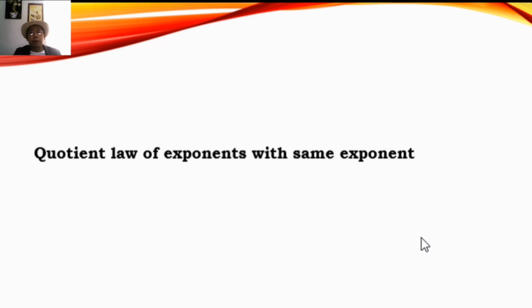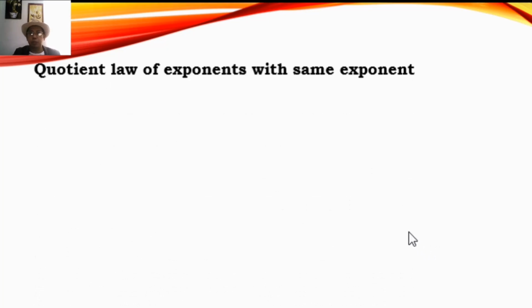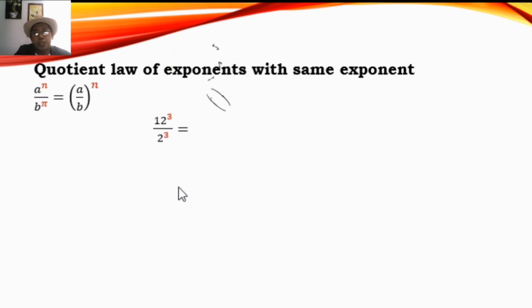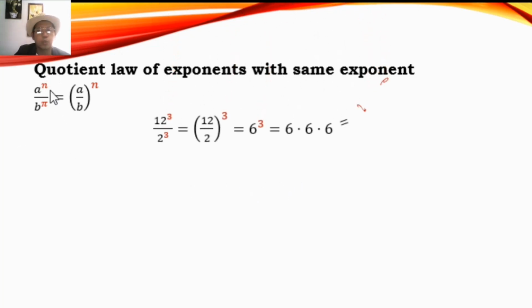The next one would be the quotient law of exponents with the same exponent. They have different bases but the same exponent. So I have in here an illustration: a raised to n over b raised to n. You notice that they have different bases but they have the same exponent. So how would I do this one? I will be getting the quotient of the bases, and after getting the quotient of the bases, I will raise it to the common exponent, which is n.